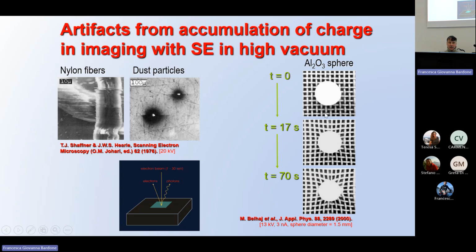And this is what happens to the observation of a pure alumina sphere after the time. After the time, the alumina gets electrons from the source, is not conductive. And look at the image aside. The image is completely deformed because the trajectory of your electrons, which come from the source, are completely deflected by the field of the alumina, or the electric field generated by the alumina. So the alumina generates an electric field, and the electrons which come from the source are deflected by the electric field because your material is not conductive.